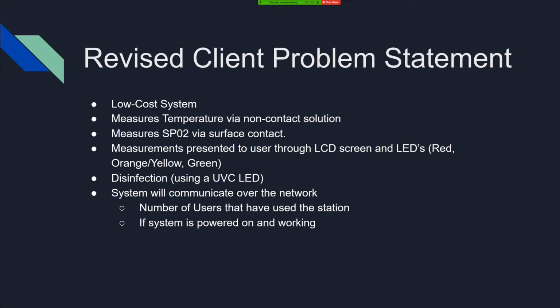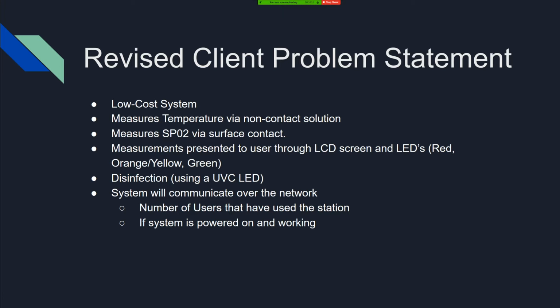Our client envisions a low-cost system capable of measuring a user's temperature and oxygen saturation. The temperature would be measured via a non-contact solution, and the SpO2 would be measured via surface contact. The measurements should then be presented to the user via an LCD screen and colored LEDs in order for the user to keep track of their measurements.